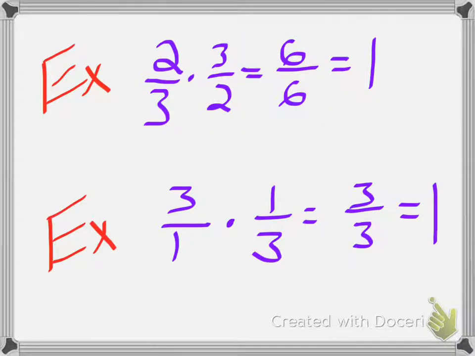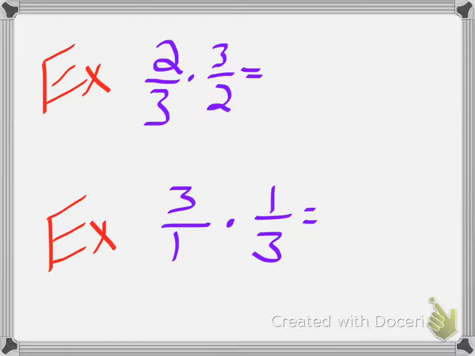Okay, here are some examples. When you multiply reciprocals in fractions, you do top times top, bottom times bottom. So 2/3 times 3 over 2, you get 6 over 6, which is equal to 1, because 6 divided by 6 is 1. Here we have 3 over 1, which is 3, times 1/3. It's its reciprocal, because you get 3 over 3, which is 1.